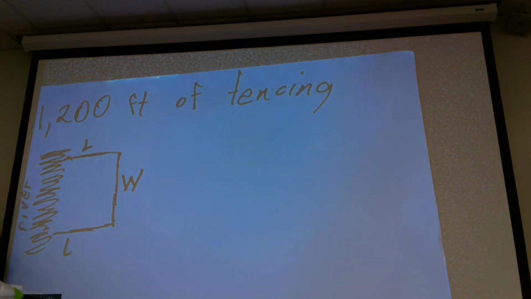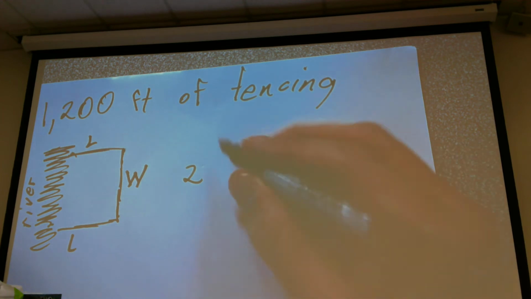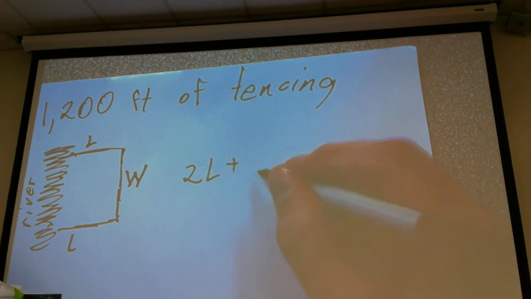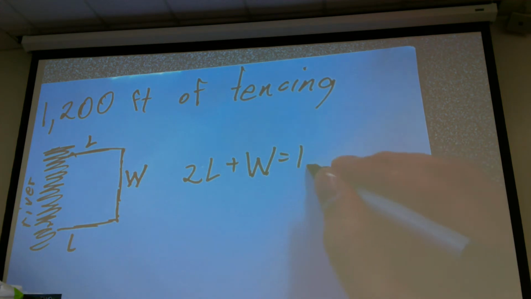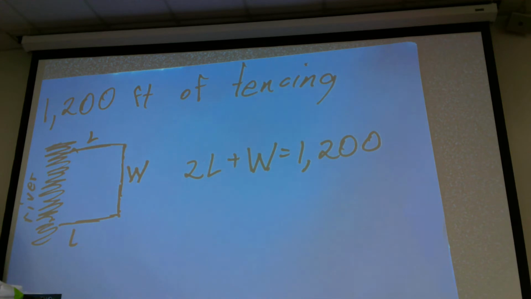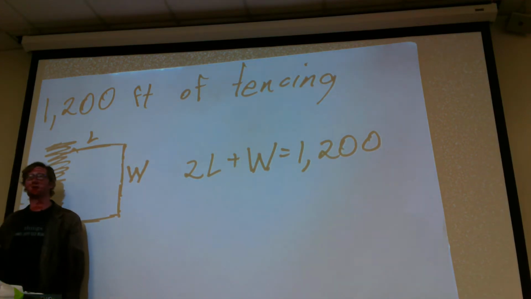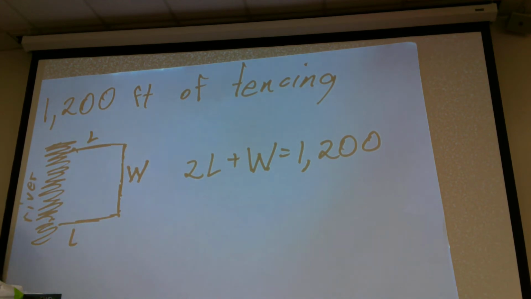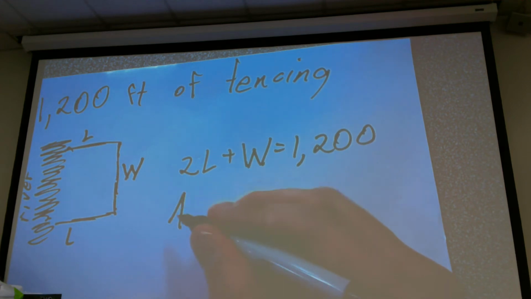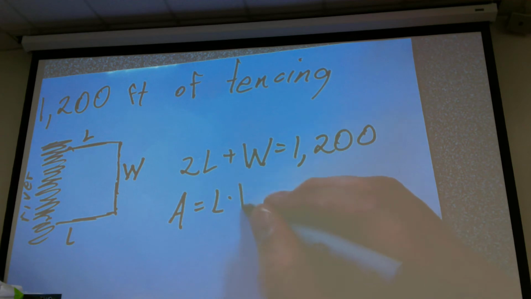So what do we have so far? We have that 2L plus W is going to equal 1,200. Then we have to consider what we are really trying to maximize in this problem. What we're trying to maximize is the area inside of here. So the area A is going to equal L times W.